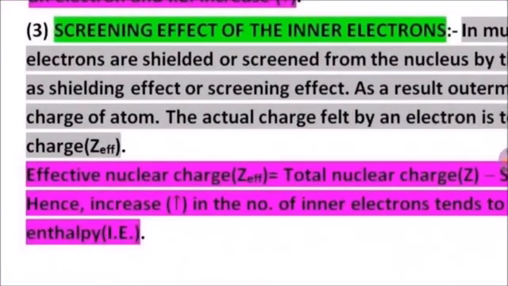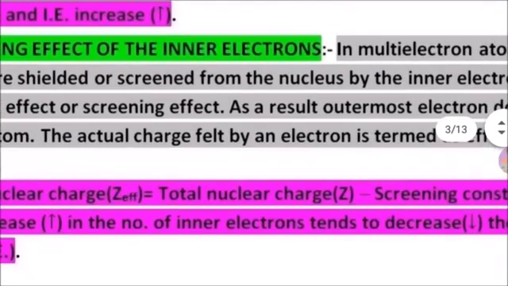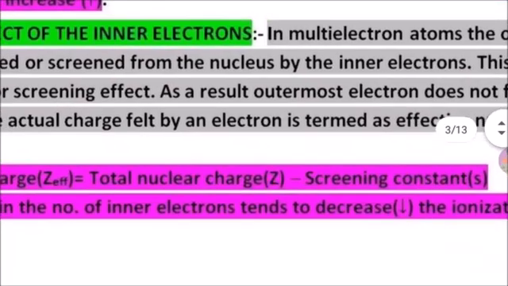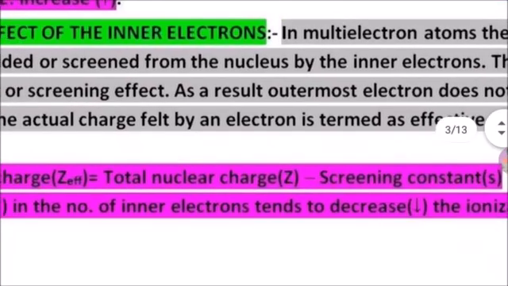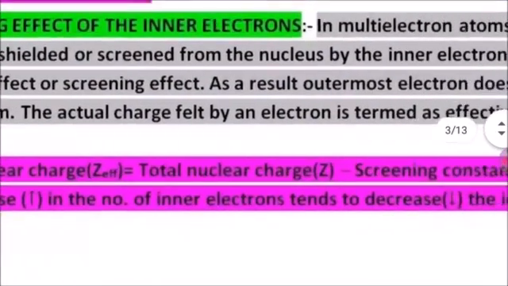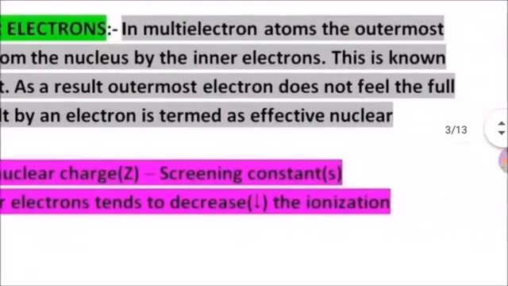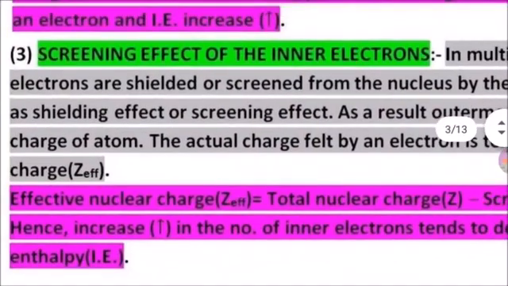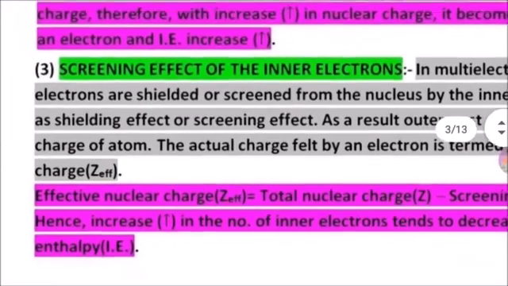So the screening effect is also a factor. The effective nuclear charge Zeff is equal to the total nuclear charge Z minus the screening constant. Hence, an increase in the number of inner electrons tends to decrease the ionization enthalpy, because the screening electrons protect the outer electrons from the total nuclear charge. So if the screening effect increases, ionization enthalpy decreases.